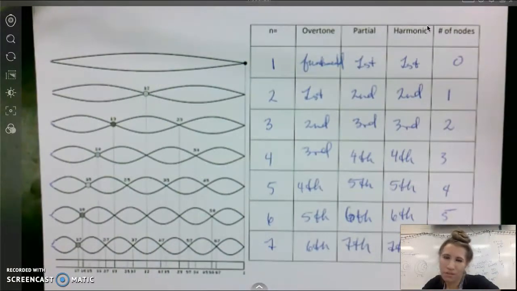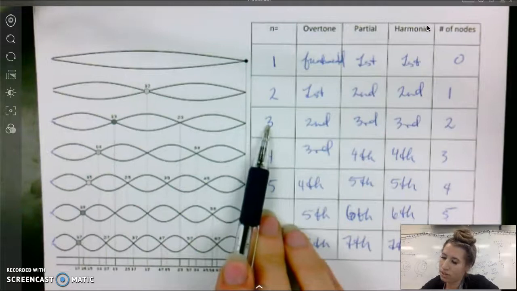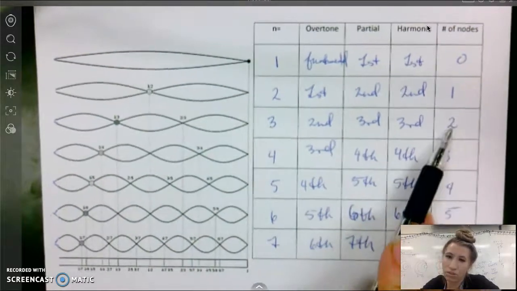You need to be familiar with the differences here. An example of something you might see on the test: I might say, how many nodes does an n equals 3 wave have? And you need to recognize that n equals 3 has 2 nodes.